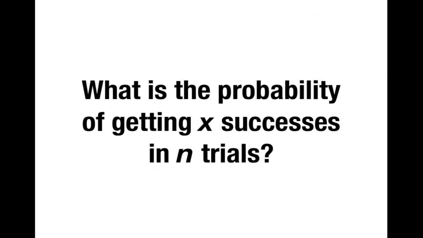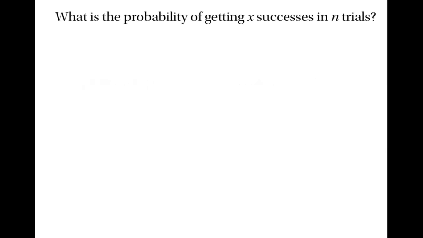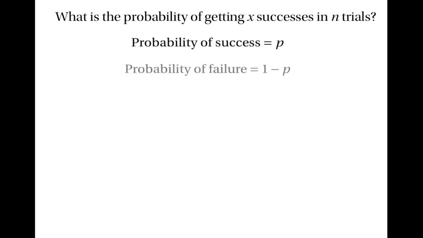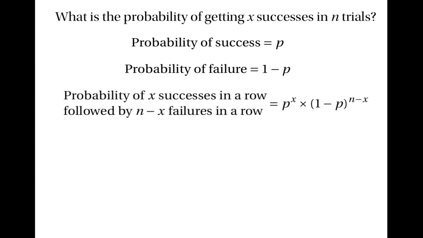Now let's address the general question: what's the probability of getting x successes in n trials? Remember, this is the key question in any study of the binomial distribution. Suppose that the probability of success is p. In that case, the probability of failure is 1 minus p. So the probability of x successes in a row followed by n minus x failures in a row is going to be p to the power of x times 1 minus p to the power of n minus x.